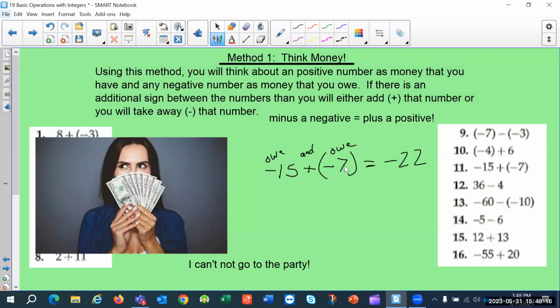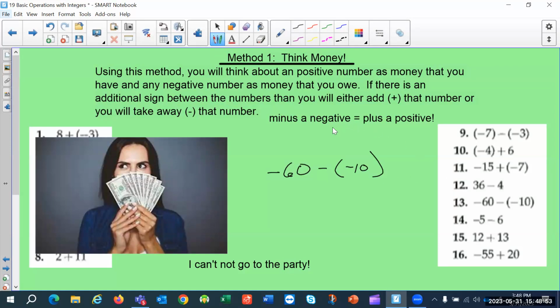All right, so adding 2 negatives is the exact same thing as adding 2 positives. Add 2 positives, you get a bigger positive. Add 2 negatives, you get a bigger negative. All right, you owe more money. Confidence builder, 36 minus 4. Hit pause. Hopefully we have not scrambled the brain to the point that you're not getting that one right. 36 minus 4 is just 36 minus 4. All right. -60 minus -10.